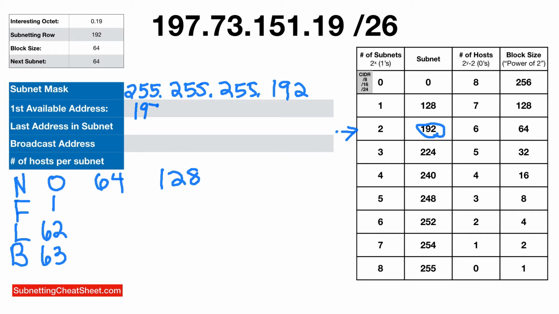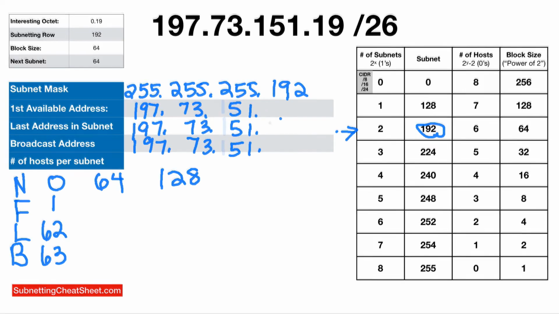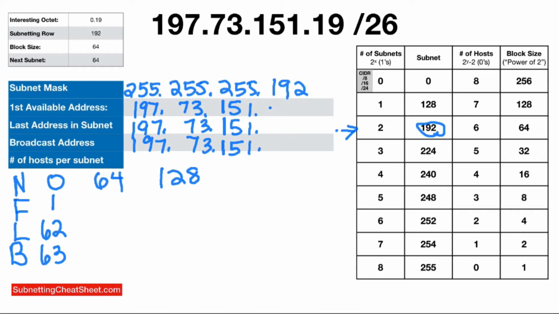I'm just going to write them all here. Okay, now I can just focus on the last octet. The first available one is 0.1. The last one is 62. And then the broadcast is 63. And you have everything that they probably would ask for on an exam question.